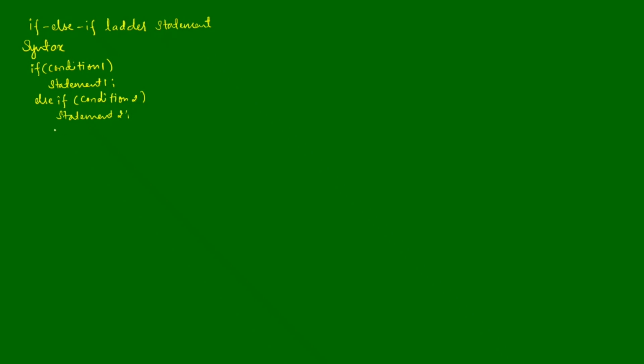If this condition 2 is false, then the third condition will be checked, and so on. We can check n number of conditions. Here I'm going to write else if condition n. If this is true, then statement n will get executed. Even if it is not true, then at least the else part, the default statement, will get executed.